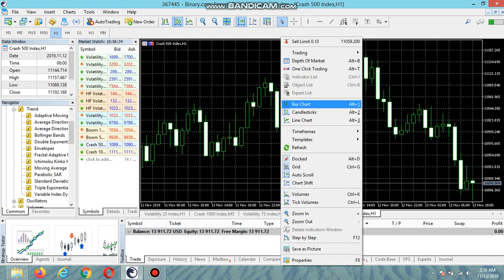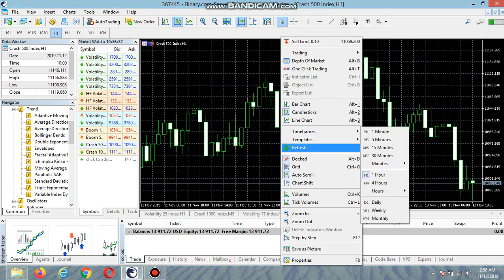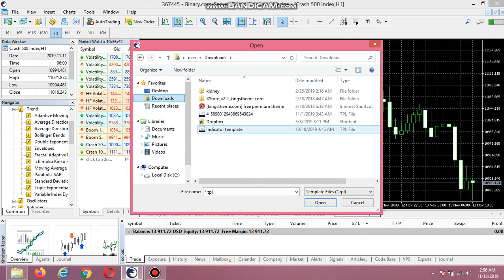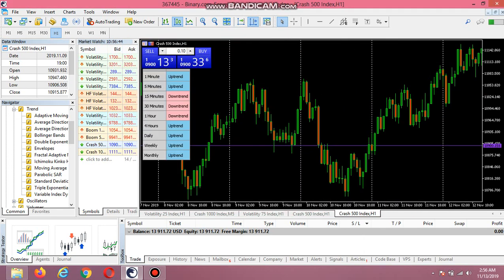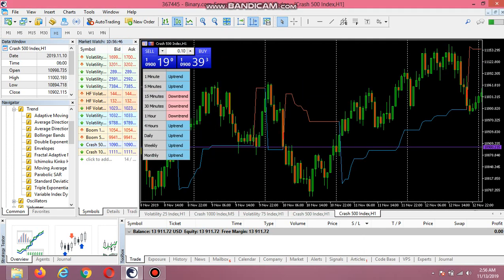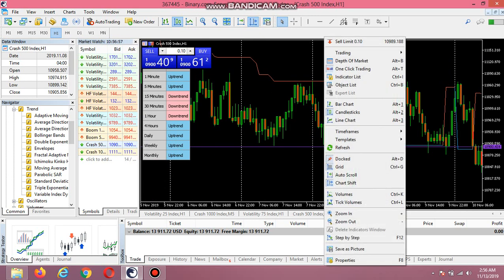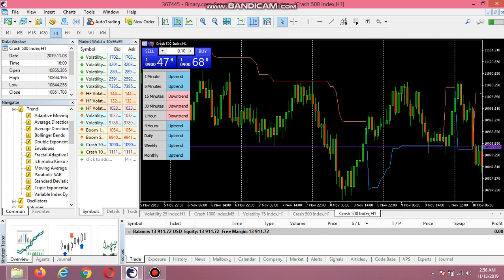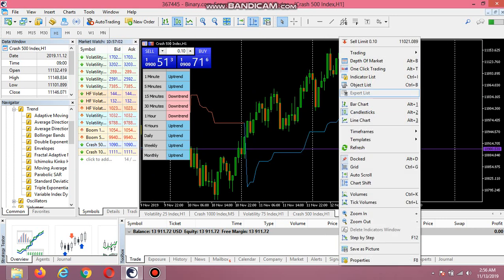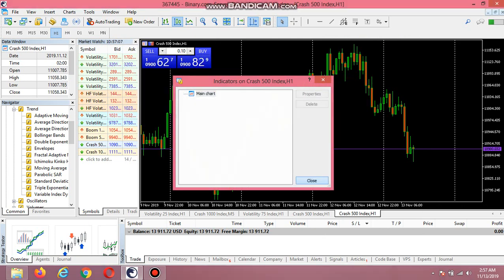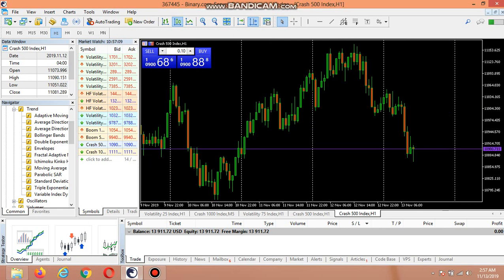I'll just load a template so that it can be easy for me. Let's say I'm going to be using this template. What you can see here, this red is showing a downward trend, the blue means an upward trend. This is actually a free indicator, PZA Trend, so I'll just remove it for better understanding. Basically, this is what you want to see, just an empty chart.